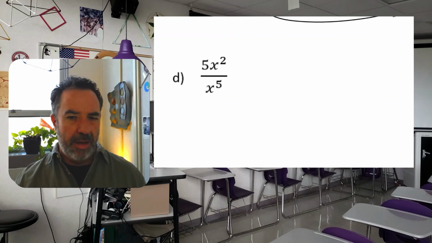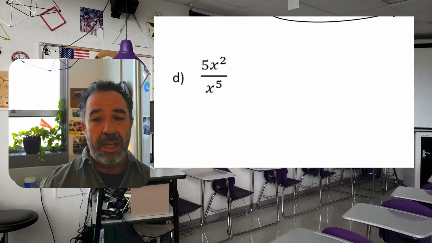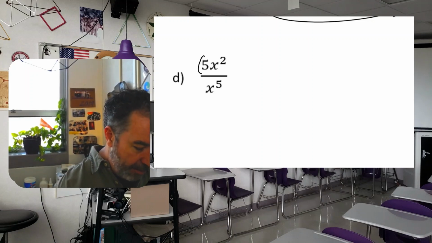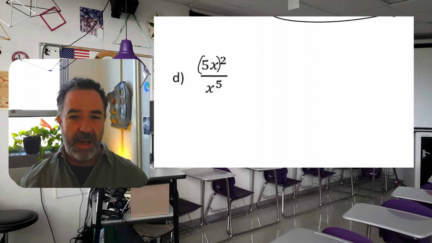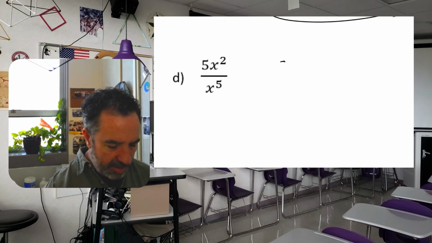Let's see, I've just got the number 5. That 5 is not being squared. The only thing that's being squared there is x. If I put parentheses, now it is 5x, but that's not what I have. I just have this. So I'm just going to write that single factor of 5 in the top, and then I'll write the x squared.